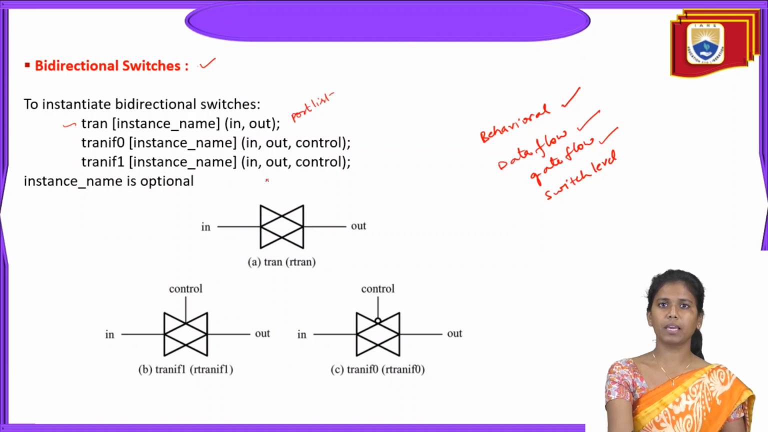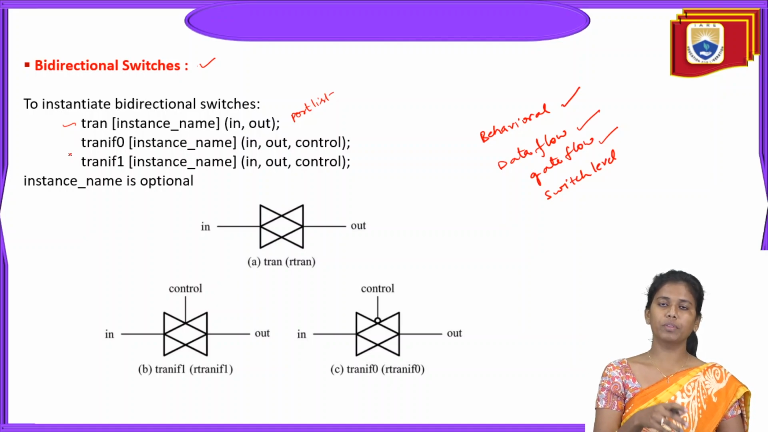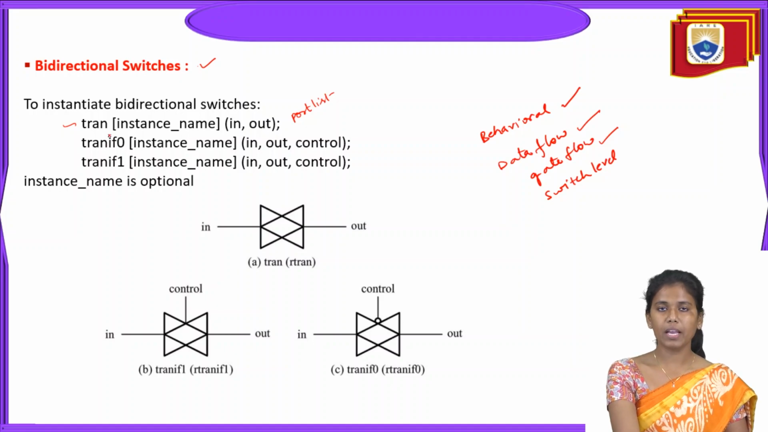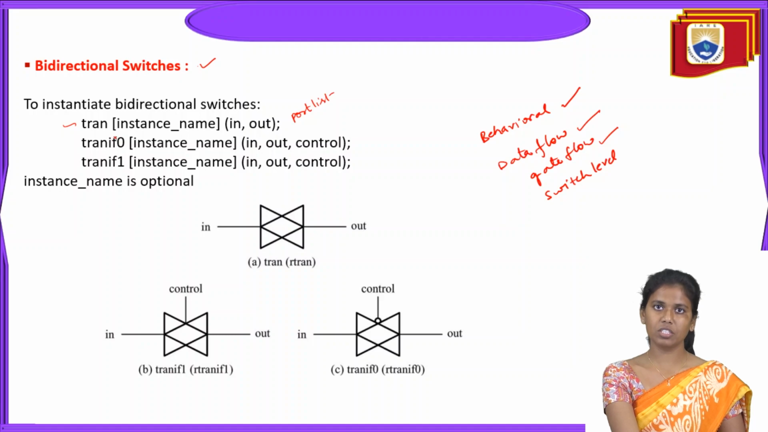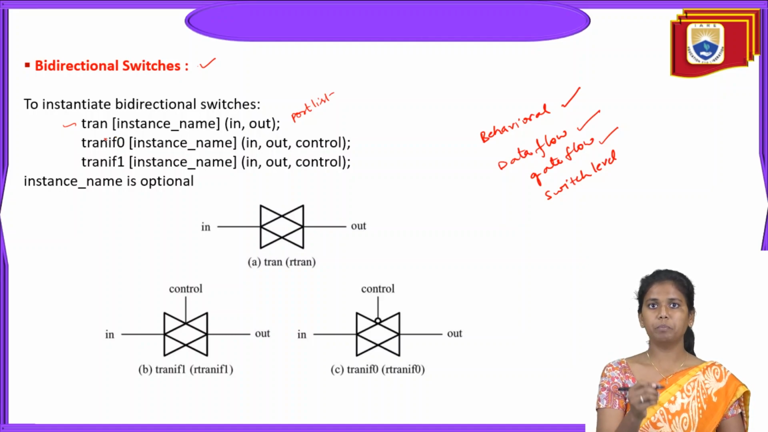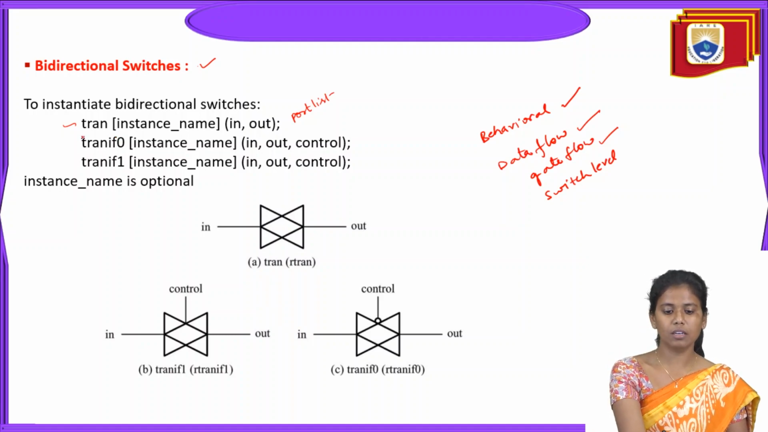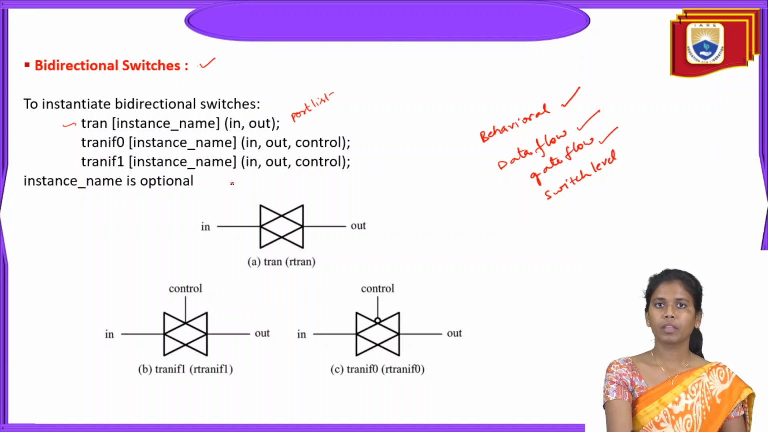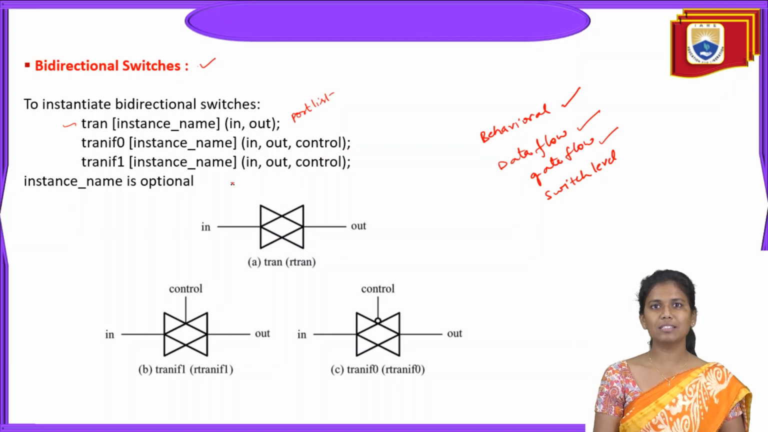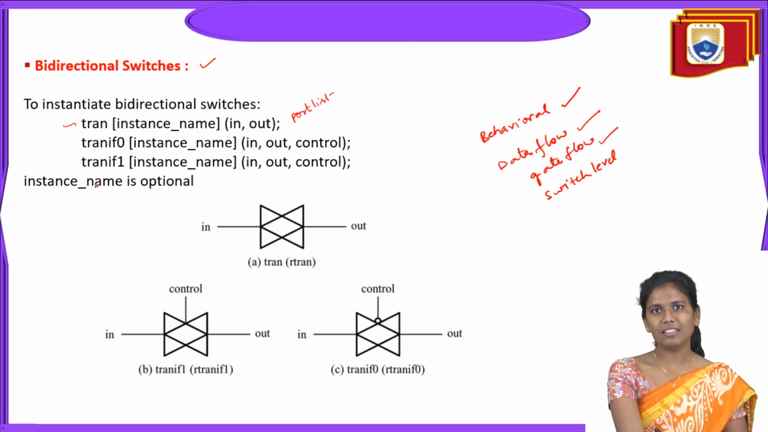So we know the mechanism of how to begin our code using different keywords, right? Here we are discussing the bidirectional switch. Tran is one of the bidirectional switches, and the keyword pertaining to it is tran, followed by the instance name and then the port list. The port list consists of input as well as output ports.